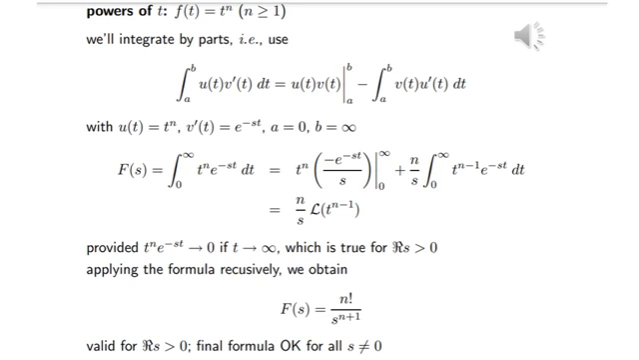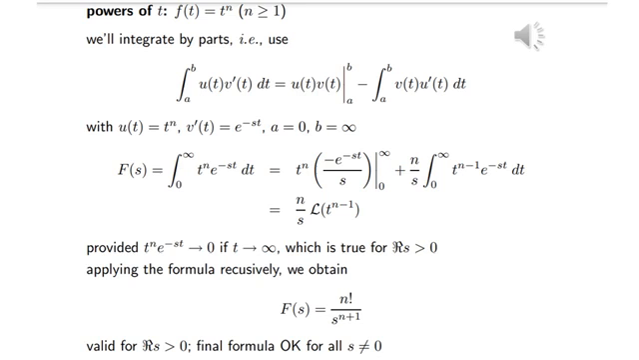So we have to apply the integration by parts, and the total solution that we got at the end is F of s is equivalent to n factorial divided by s raised to the power n plus 1. So if we have, let's say, a function t square where n is equivalent to 2, then F of s will be 2 factorial divided by s raised to the power 2 plus 1, which is 3. So F of s will be 2 divided by s raised to power 3. Similarly, for t cube, the answer is 6 divided by s raised to the power 4.